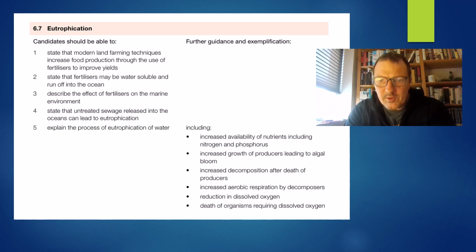Hello, in this short video, we will be looking at the IGCSE Marine syllabus 6.7, eutrophication. And the syllabus here is also quite short compared to the rest of chapter 6, but it's about stating that modern farming techniques increase food production, but the use of fertilizers can end up in the ocean. You need to be able to describe the effect of fertilizers on the marine environment. This is a process called eutrophication. State that untreated sewage released into the ocean can lead to issues, eutrophication, and explain the process of eutrophication.